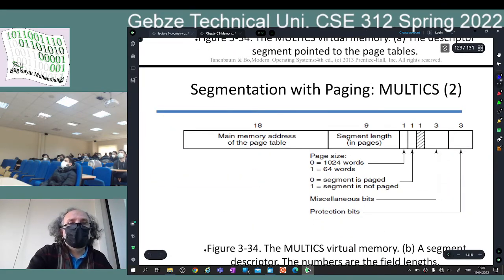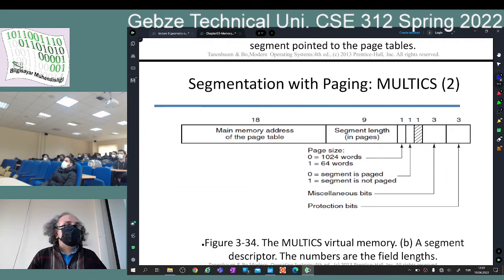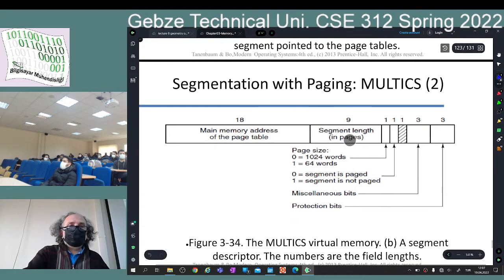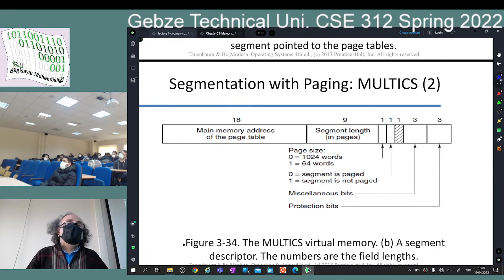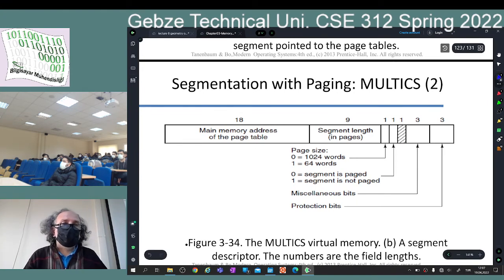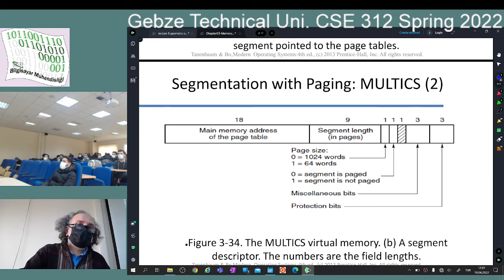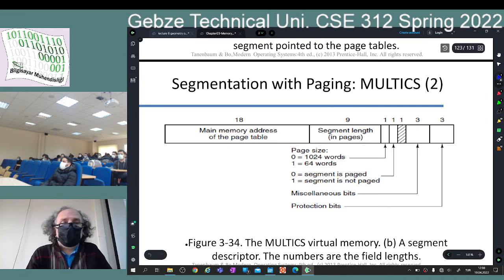Okay, so this is the address of the page table, and this is the length of the segment in terms of pages. How many pages do I have in this segment? And then my page size can change depending on my segment. For some segments the page size is very small. For some segments the page size is large. For 1970, it's a very large segment size, 1 kilobyte.